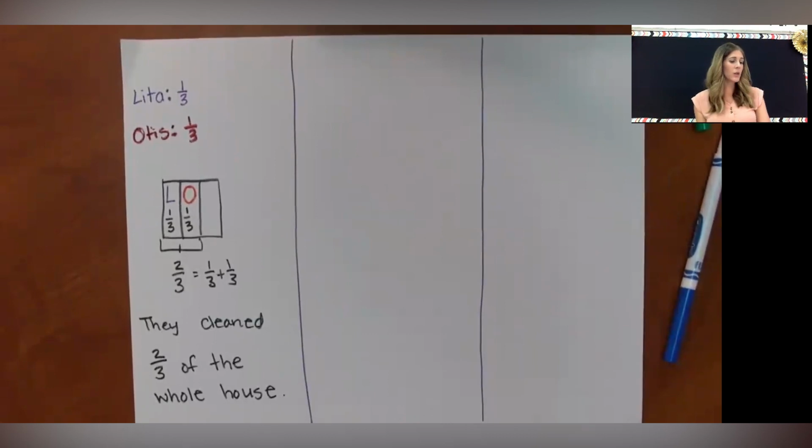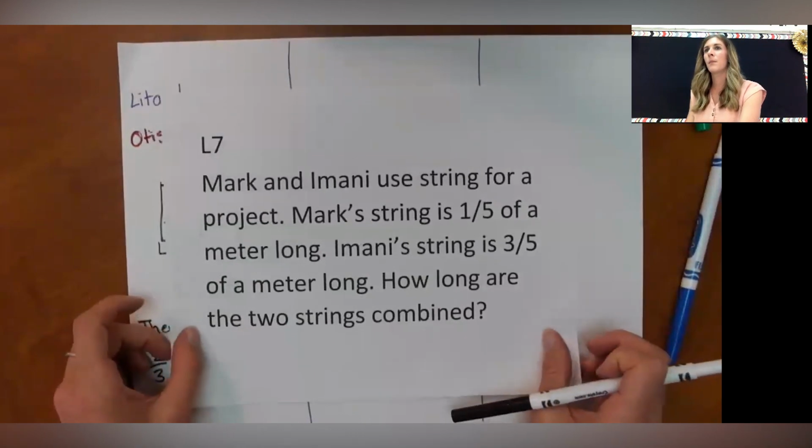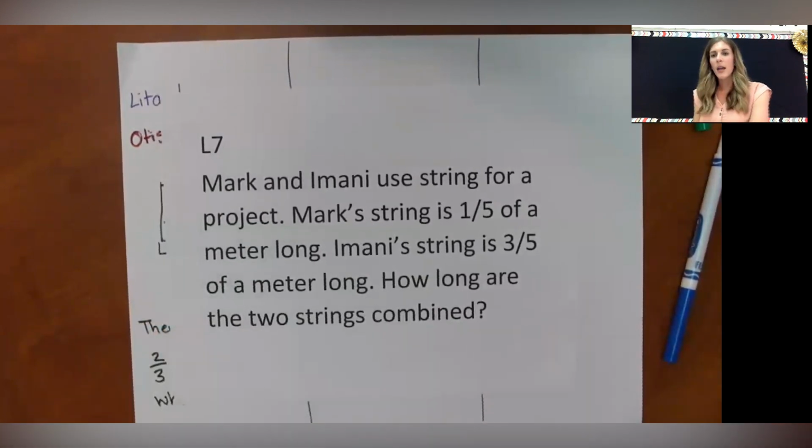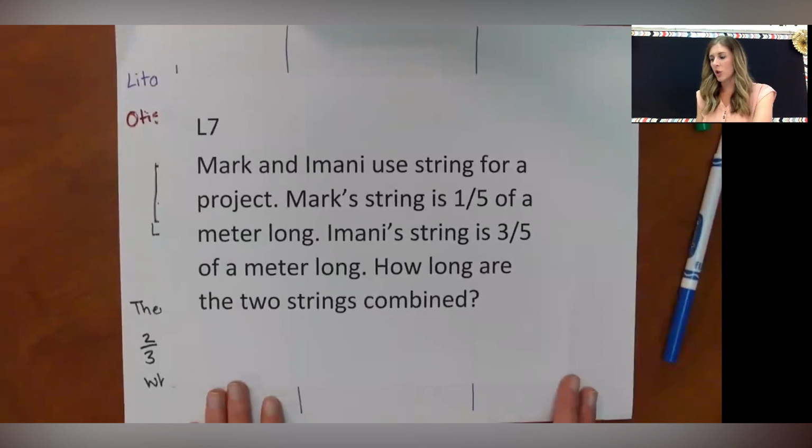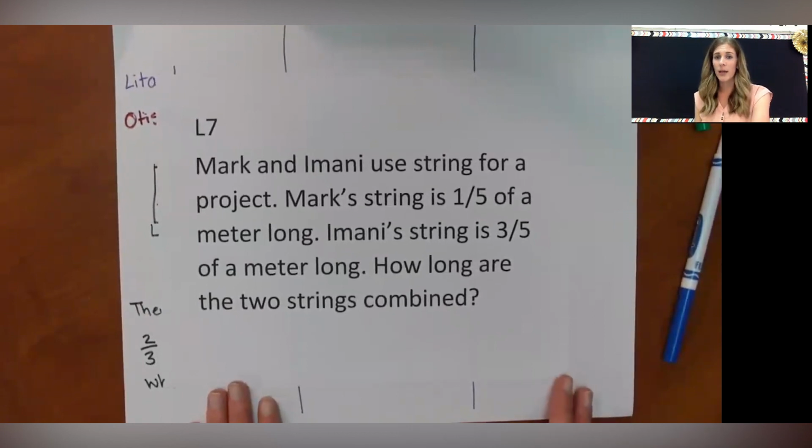Okay, the next one I'm going to give you a little less help with. I want to see what you're starting to learn and what you can do on your own. So let's read the problem together. Mark and Amani use string for a project. Mark's string is 1/5 of a meter long. Amani's string is 3/5 of a meter long. How long are the two strings combined?